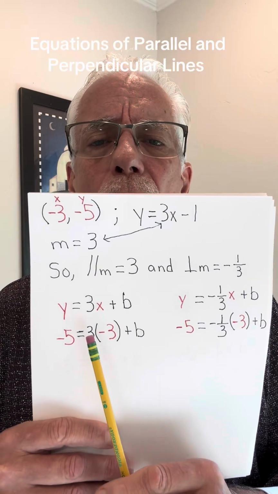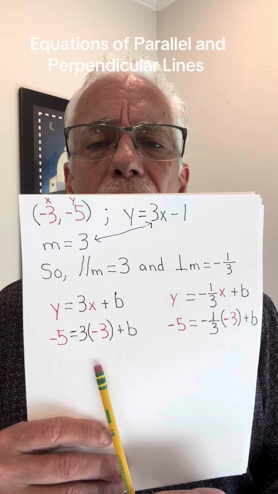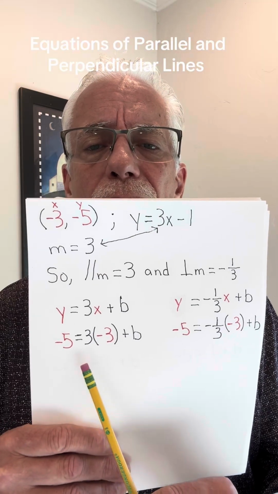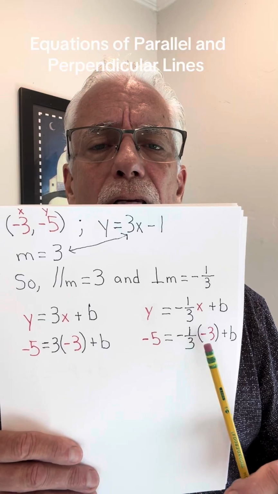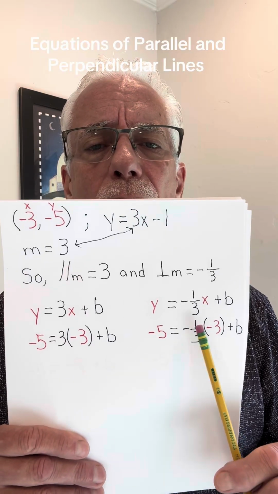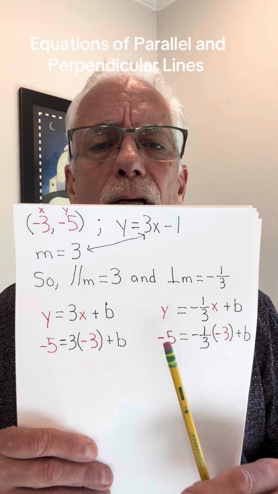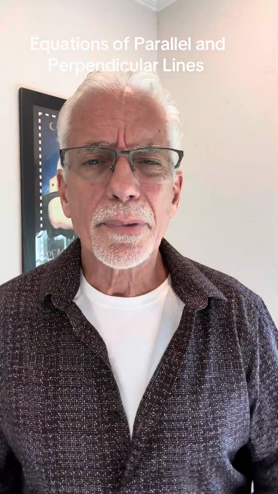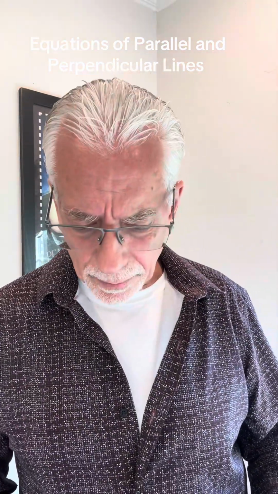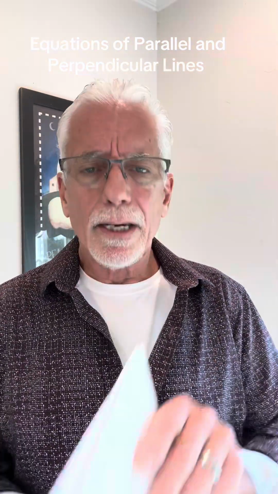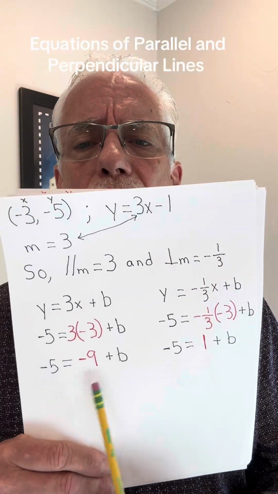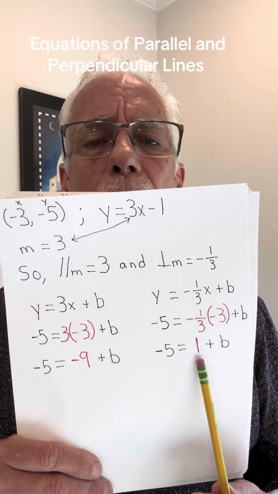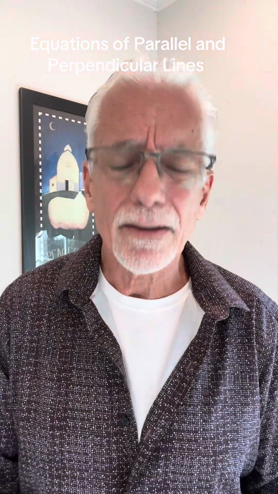So I'm going to go ahead and multiply 3 times -3 is -9, so I'm going to write down -5 equals -9 plus b. And then over here, a negative times a negative is a positive, and then 1/3 times 3 is 1, so -5 equals 1 plus b, and then we just solve for b on both of those, okay? So here, on this one, I'm going to go +9, +9. On this one, I'm going to go -1, -1 right there, okay?